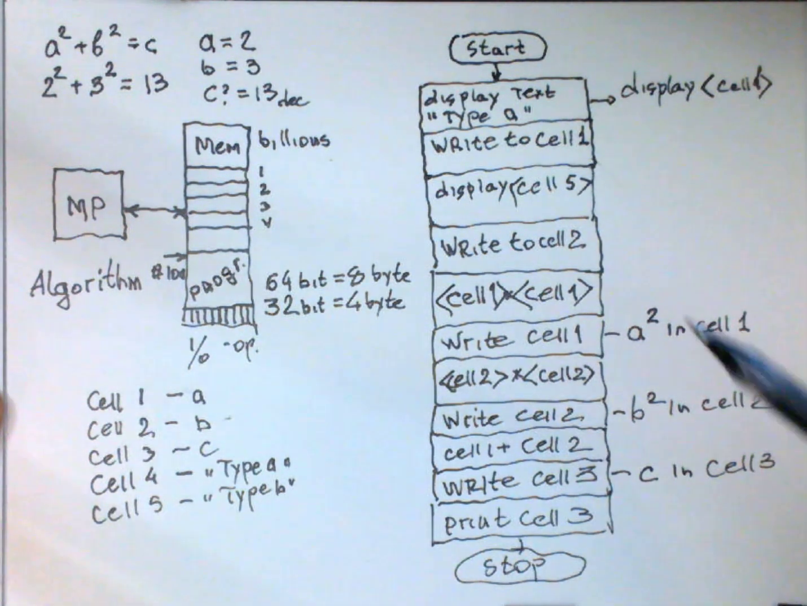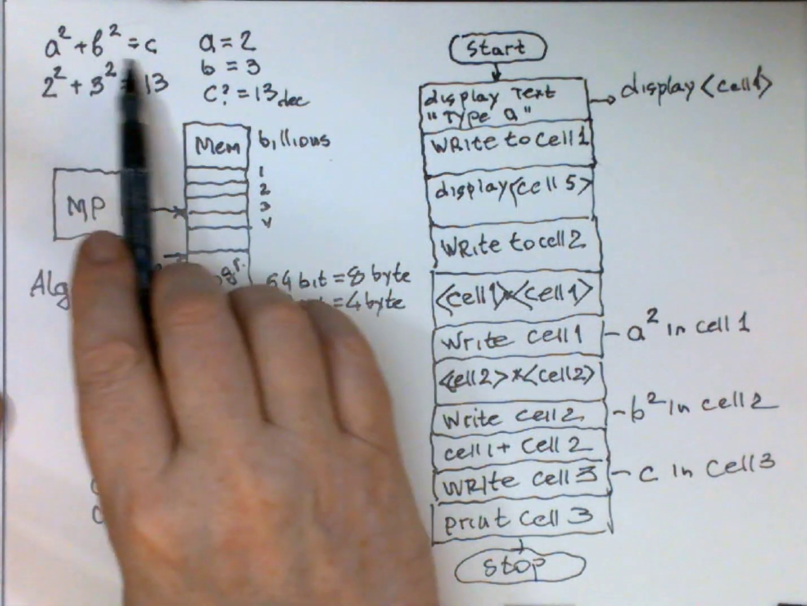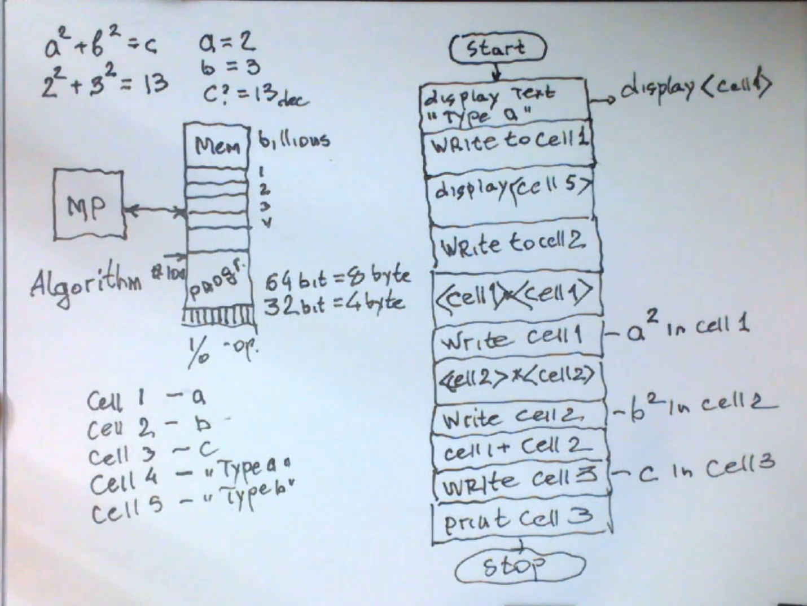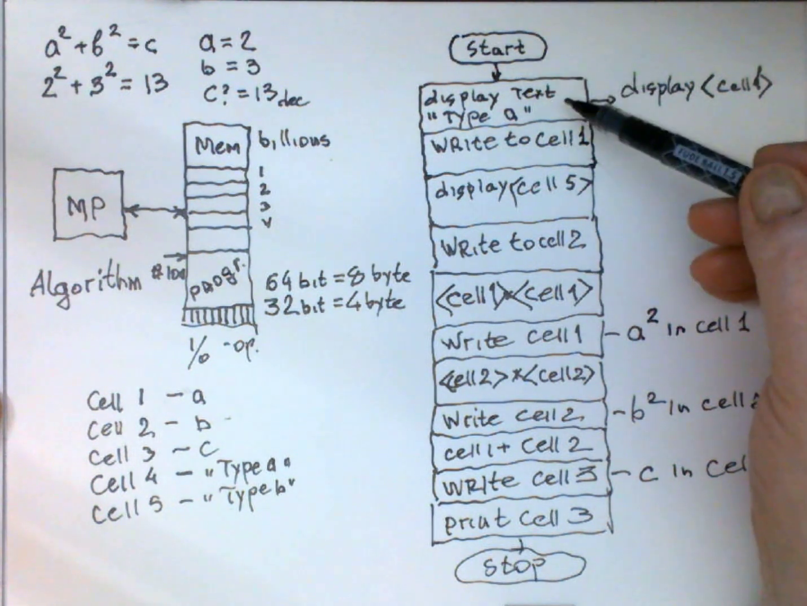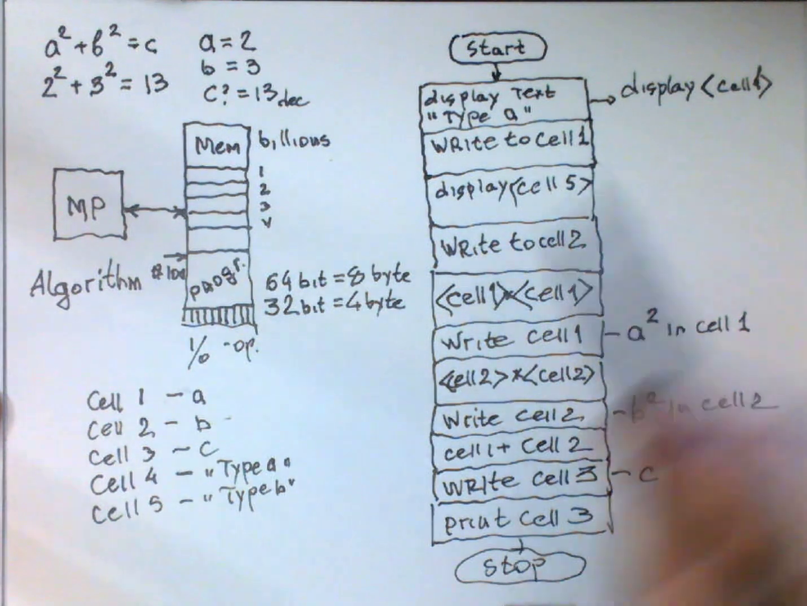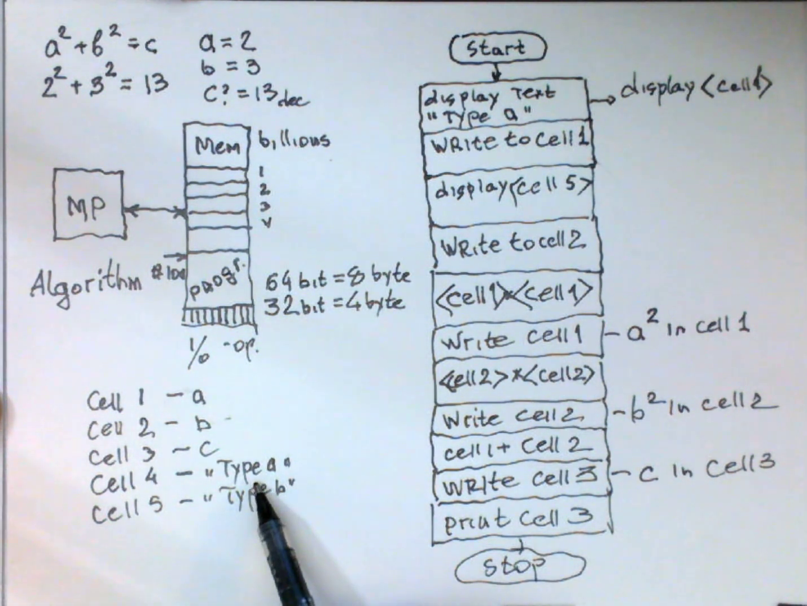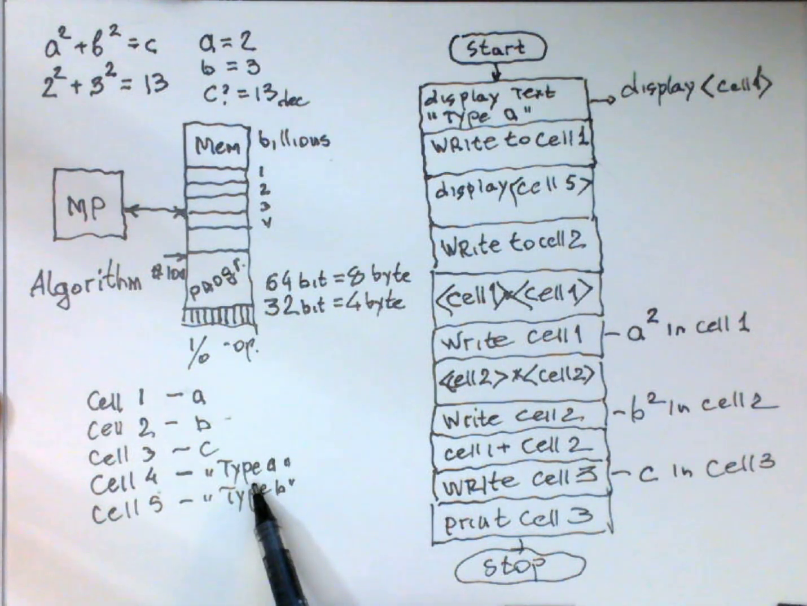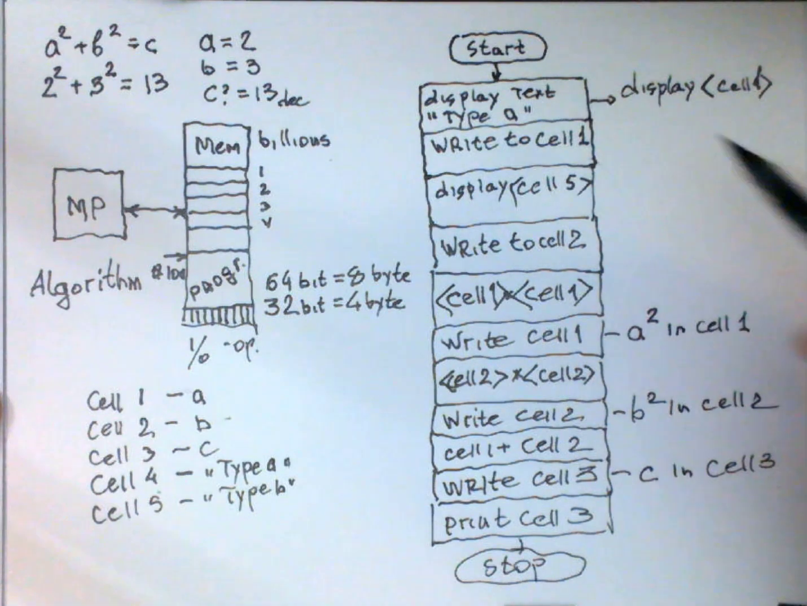And let me try again to explain this formula. A square plus b square equals c. So we will start. Then we need to display text type A. Actually, this text is the contents of cell number 4, because we distributed it and we put this textual data for the program. So we need to display cell number 4, not the text, just display cell number 4.